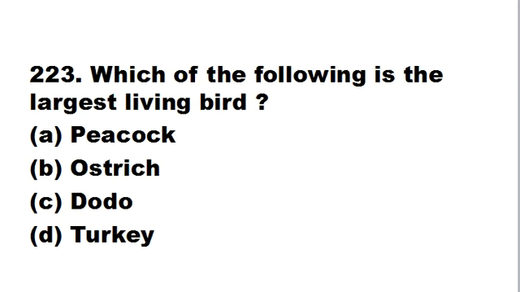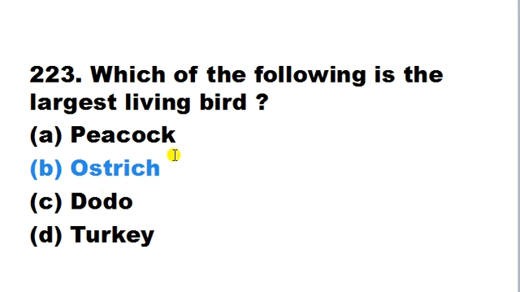Which of the following is the largest living bird? Peacock, ostrich, dodo, turkey. So here the correct answer is B. That means ostrich. Which of the following is the largest living bird? Answer is ostrich. Its height can reach up to 9.2 feet and its weight around 156 kilograms. It's a native of Africa. It's the largest living bird on the earth.